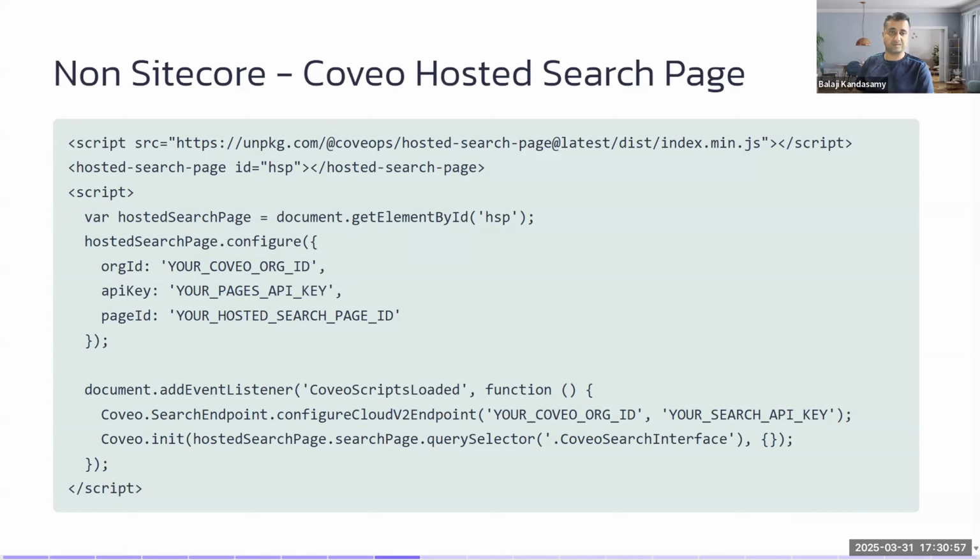So here you can see directly I'm using the hosted search page JavaScript, and I just need the org ID, API key, and my page ID. You give all those three pieces of information, and then you use these 2 lines of code, and you have a fully functional Coveo search interface running on your website. Doesn't matter if you're in PHP or Sitecore or non-Sitecore. So you could use this. This is a pretty quick way to get things rolling.